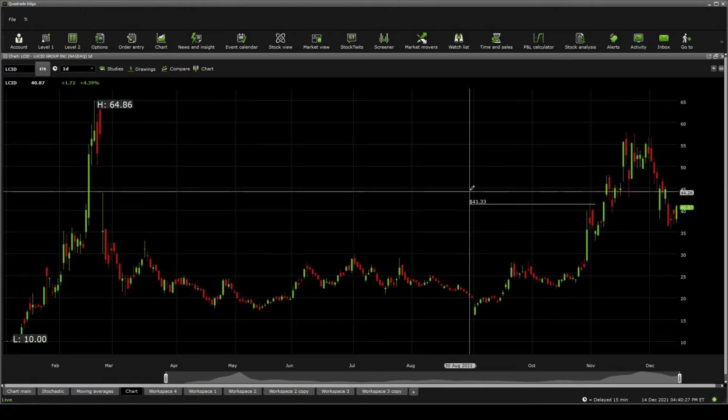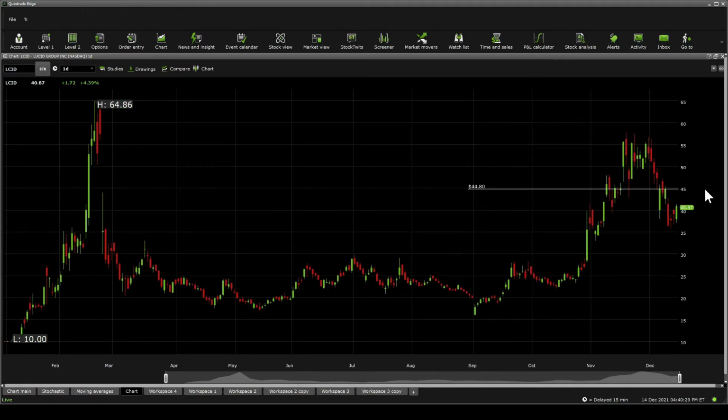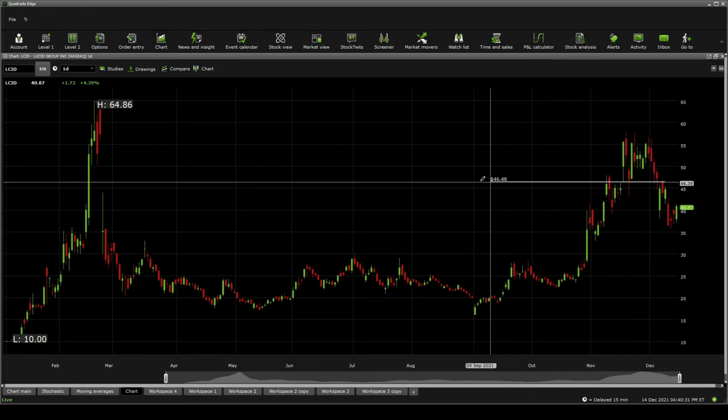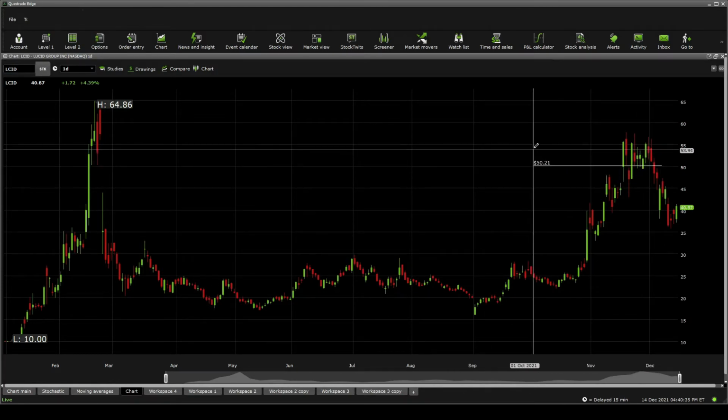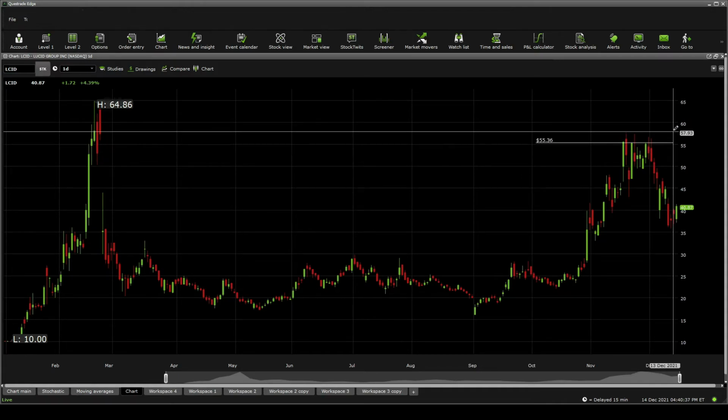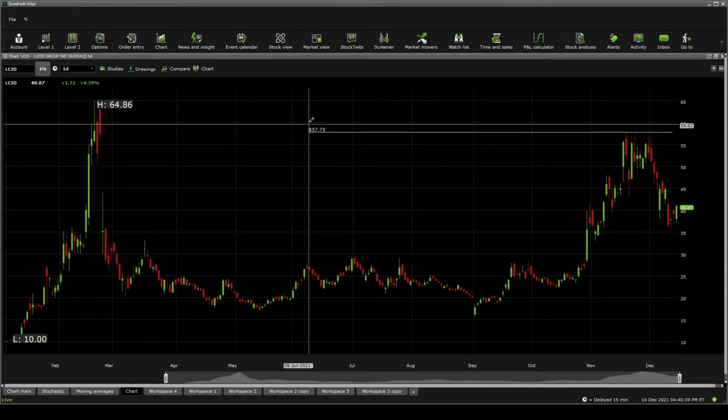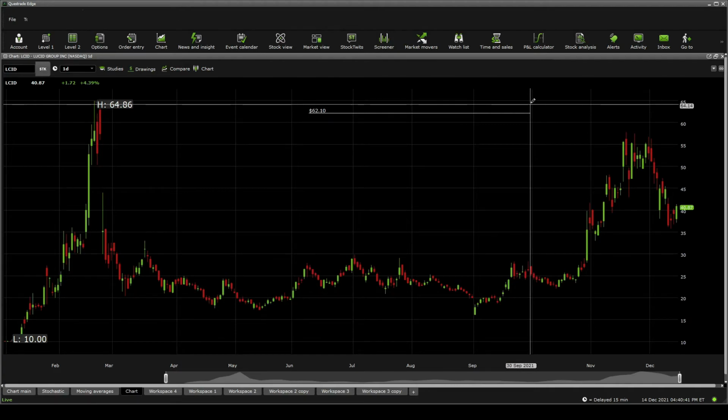Resistances, a few of them at 41.33, followed by 44.80, followed by 46.48, 47.99, going up to 50.21, 55.36, and then 57.75, and 62.10.